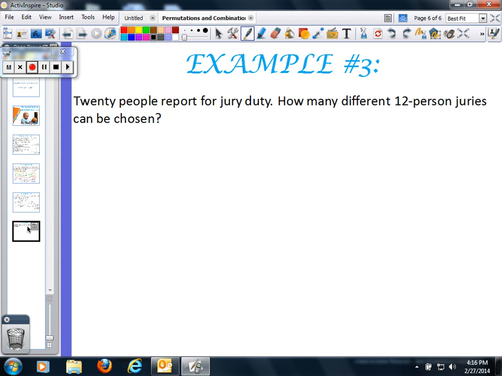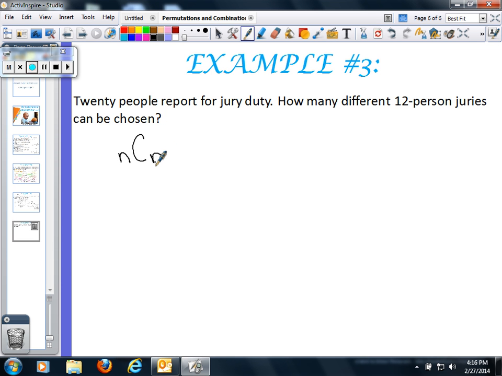Example number 3 says 20 people report for jury duty. How many different 12-person juries can be chosen? So the first question you've got to ask yourself is, are they looking for a specific order? Or are they just looking for you to choose a group out of a bigger group? Okay? And in this case, it doesn't say anything about an order of any sort. It just says how many different 12-person groups can you choose. So this is going to be a combination. All right?